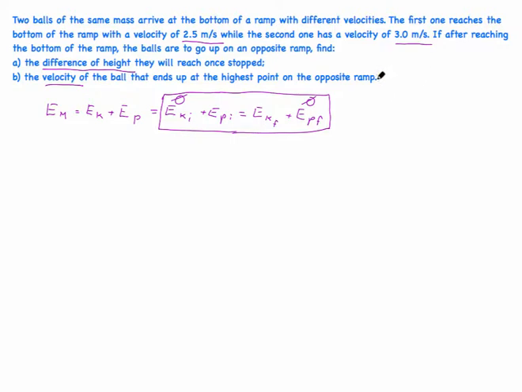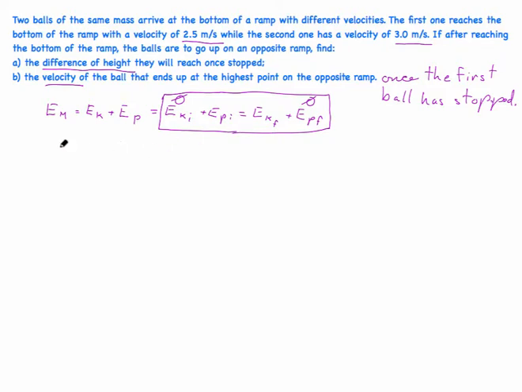I guess something's missing here. So it's the velocity of the ball that ends up at the highest point once the first ball has stopped. Sorry about this. Once the first ball has stopped. Okay, I will sketch it out for you, and you will understand what this means.